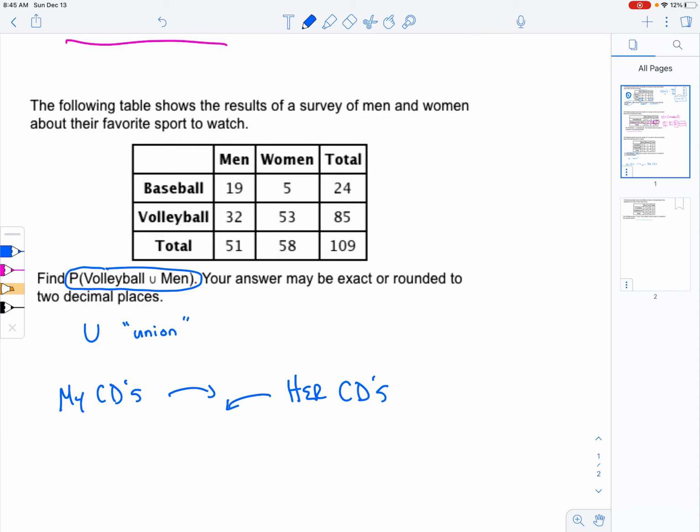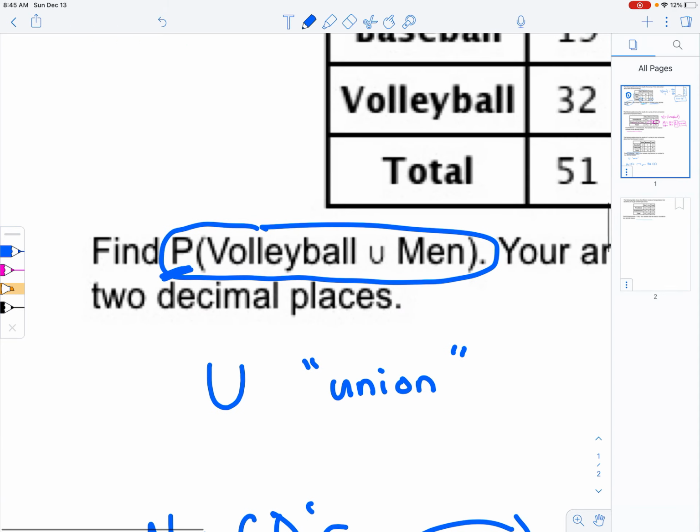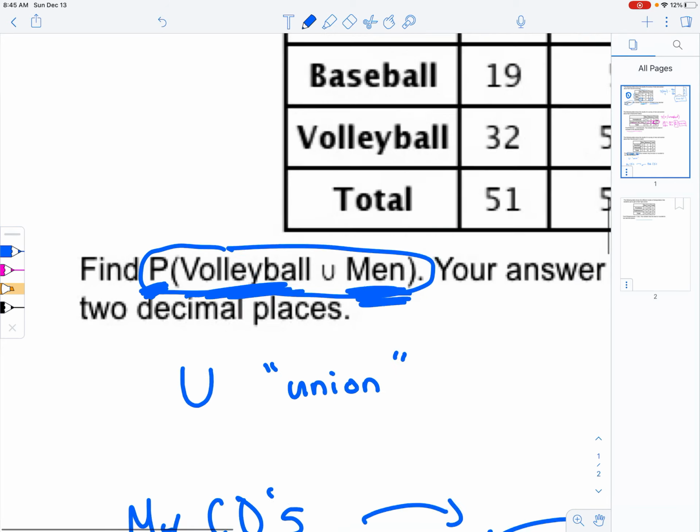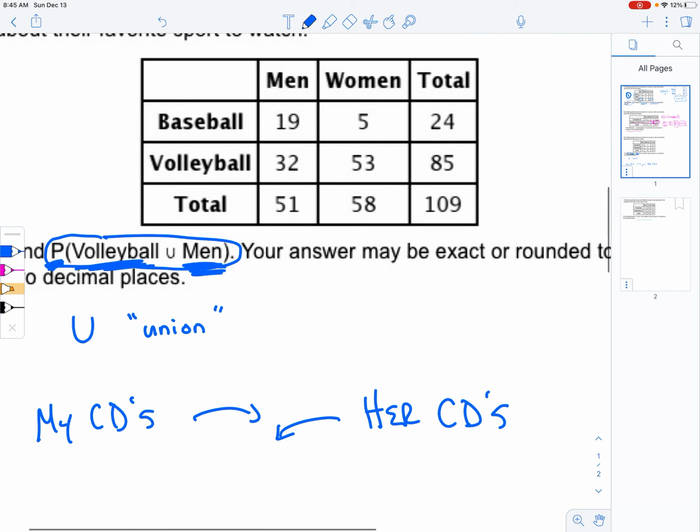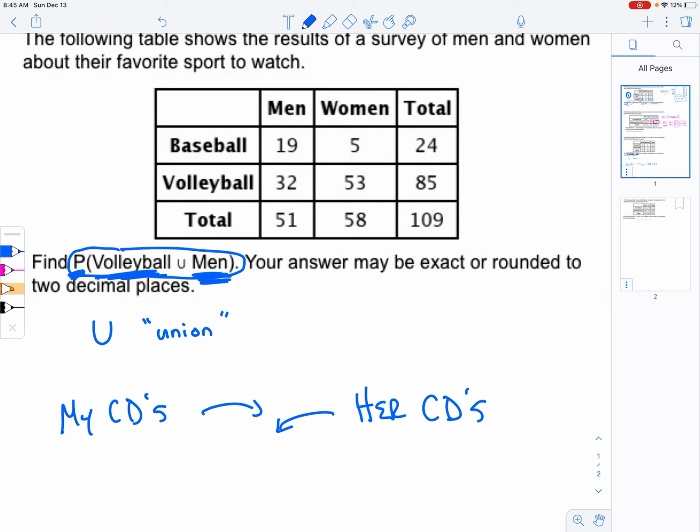It's saying, what's the probability, so I'm going to zoom in here, what's the probability that you choose somebody that plays volleyball or somebody that is a man? Okay, let's check this out. Volleyball union men. Here's what I observe: we have how many people play baseball total, how many play volleyball total, how many total people we asked, how many women, how many men. So we have a couple different things here.